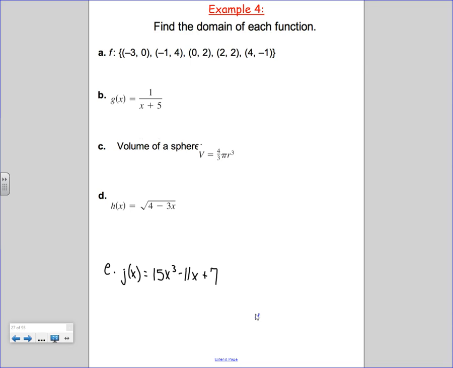Alright, letter A. Set of ordered pairs. Domain. All the possible which values? Domain, x, right? X values. Well, how many x values, how many points do we have? I think we only have 5. Okay, so we only have 5 points. How many x's do we have? Only 5. And does x come first or second? First.